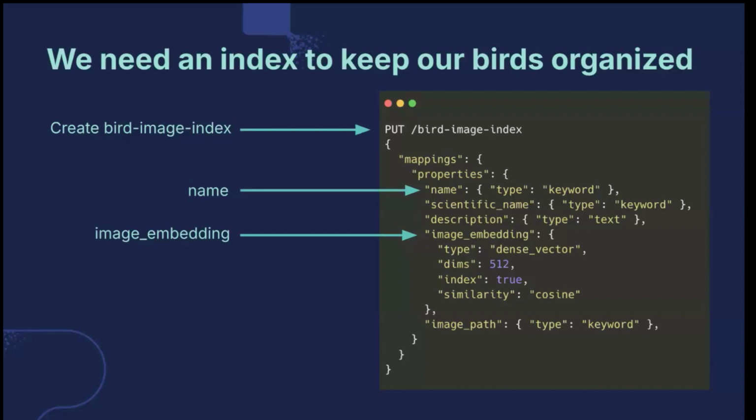So I'm going to have name, scientific name, description, which is a paragraph of text I pulled from Wikipedia about the bird. And then here's my image embedding. So you can have it as a dense vector, well, for images. You can set the amount of dimensions that you want, whether or not you want it to be indexed, and then what similarity algorithm you can use. So you can use cosine, dot product, L2, or you can actually define your own algorithm as well.